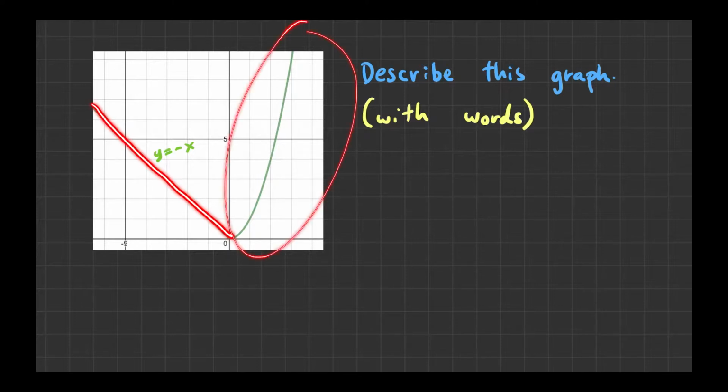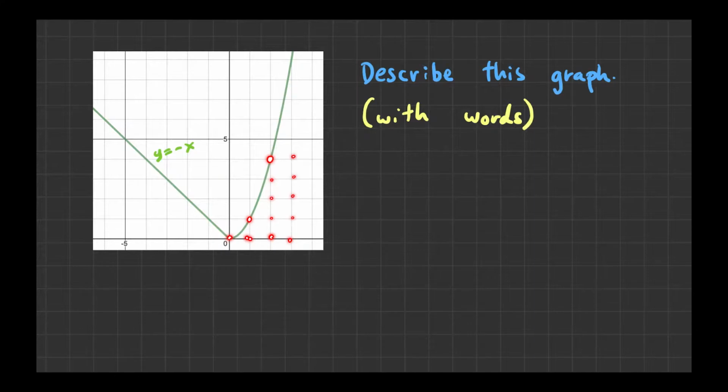What's going on over here? Looks kind of exponential, yeah. Okay, let's see if we can figure out what this function is. If I go over 1, then I go up 1. If I go over 2, I go up 1, 2, 3, 4. If I go over 3, I go up 1, 2, 3, 4, 5, 6, 7, 8, 9. Okay, so what is it?